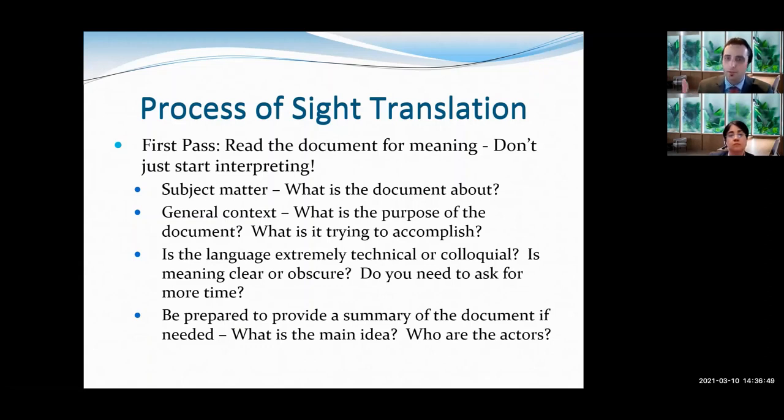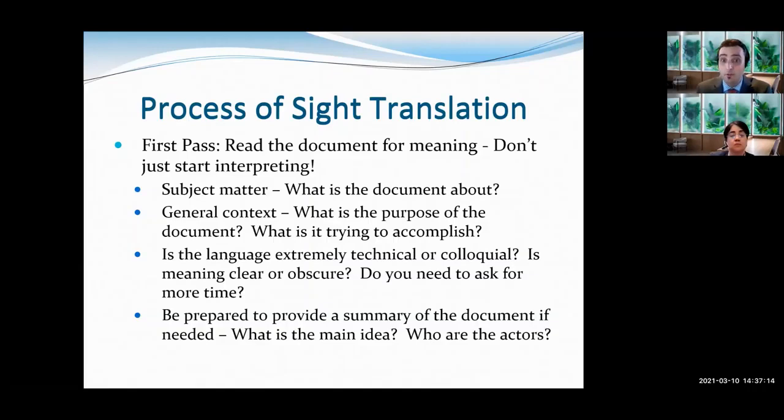Take a moment, look through the document. You should identify the subject matter. What's the document about? What's the general context? Why was the document written? What's the purpose of the document? What's it trying to accomplish? Who wrote it and to whom is it addressed, right? Who's the audience here? Is the language extremely technical or colloquial? Are you able to discern the meaning? Is it clear or not?